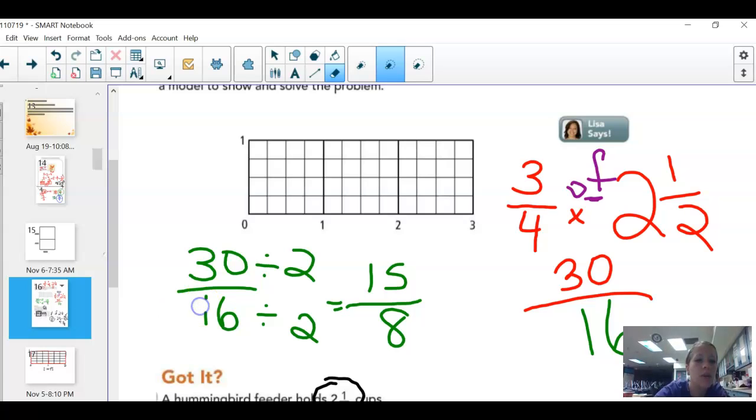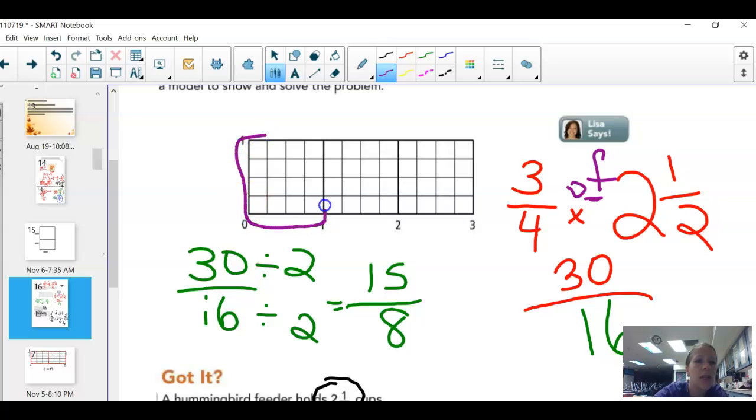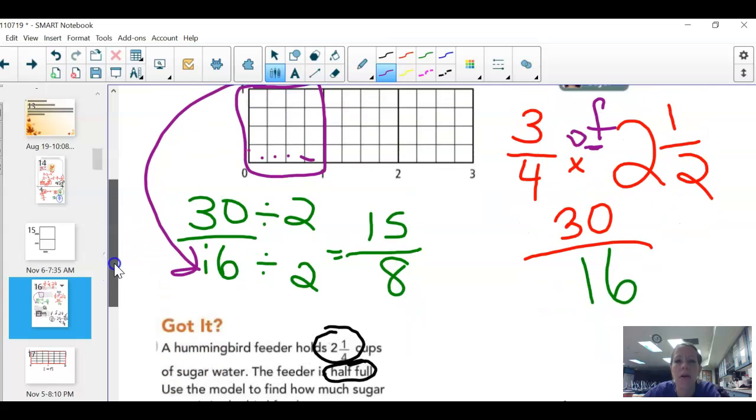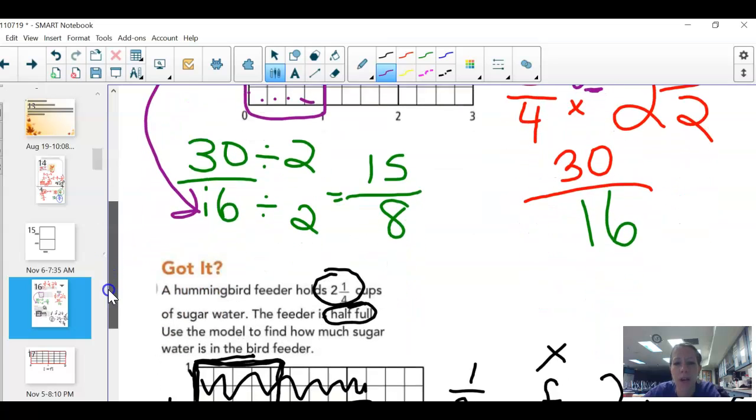Now I'm looking at the denominator. So right here, I'm just looking at one whole. And there's 4 by 4, so that would be 16. Giving us an answer of 30/16, which we then, I'm going through this one a little fast because we already did this one, I divided both by 2, and then now I have an improper fraction.